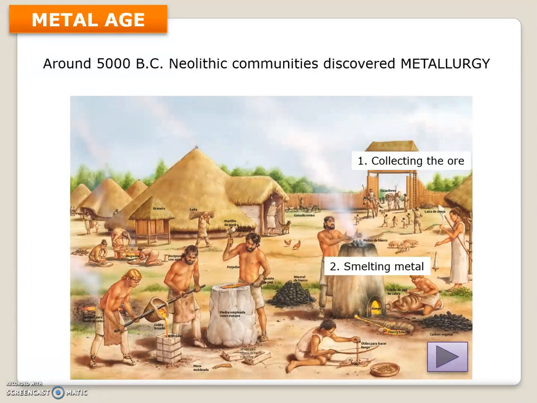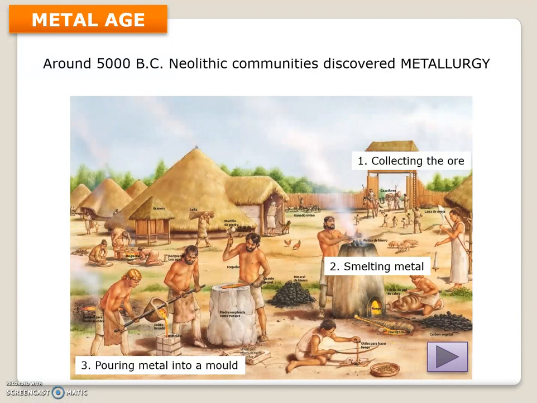Then they had to smelt the metal. That means that they are going to put the ore in an oven with a lot of heat, and they are going to get a smelted metal on one side and the impurities of the mineral on the other side. You can see in the picture, for example, this is the ore of metal that they were heating here in the oven and getting the melted metal here.